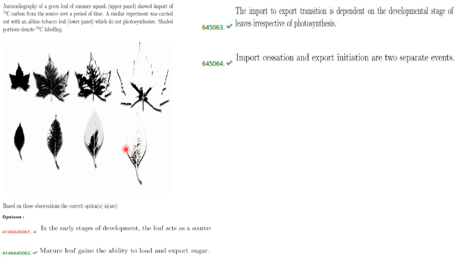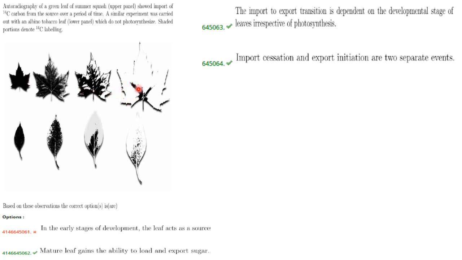Similarly over here also, even though it is albino, they are checking only for the transport of sugar. Now based on these observations, the correct option is, in the early stages of development, the leaf acts as a source. I already told, in early stages of development, leaf acts as the sink. So option 1 is not correct. Mature leaf gains the ability to load and export sugar. That is correct. That is why from here it is being transported to the younger leaves.